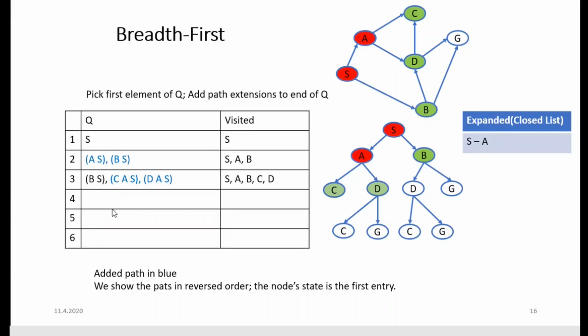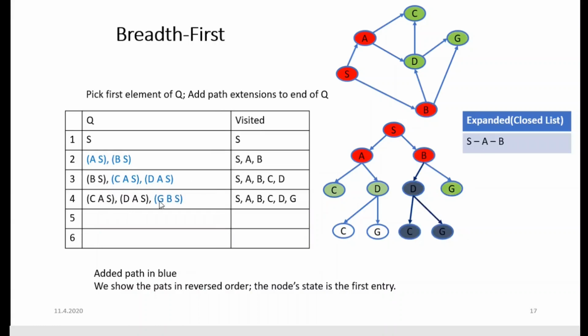Now it is B's turn. After D and G, we are just going to open G here, SBG at the end of the queue. Now it is C's turn. Is C the goal? No. Does it have any children? No. So we are just going to remove this path altogether and put C in our expanded list. We are not going to come back and visit that one again. We don't need to lose time.